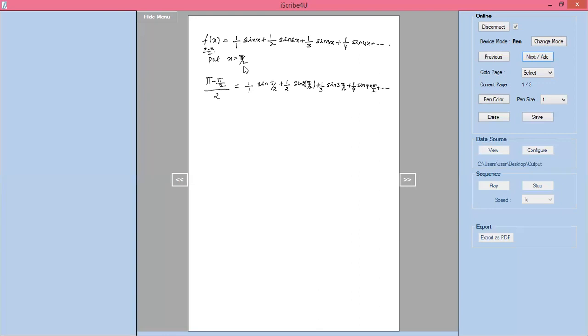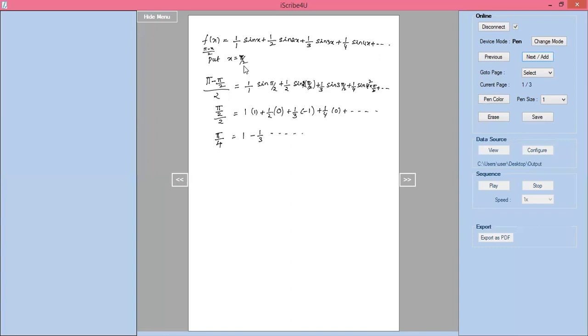Now pi minus pi by 2 is pi by 2, whole divided by 2. 1 into sin pi by 2, the value is 1. Plus 1 by 2 into sin pi, and sin pi is 0. Plus 1 by 3 into sin 3 pi by 2, and sin 3 pi by 2 is minus 1. Plus 1 by 4 into sin 2 pi, and sin 2 pi is also 0. Plus and so on. Now pi by 2 divided by 2 is pi by 4, equals 1 minus 1 by 3 and so on.